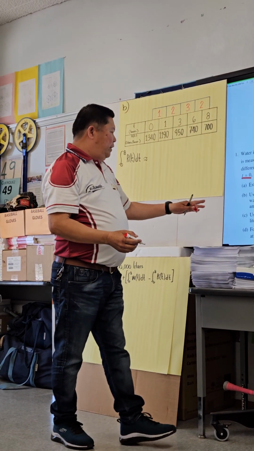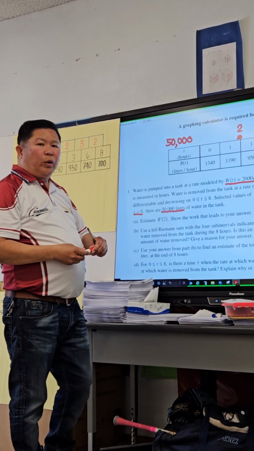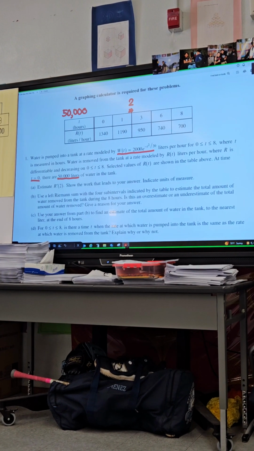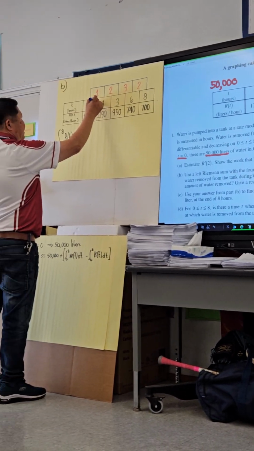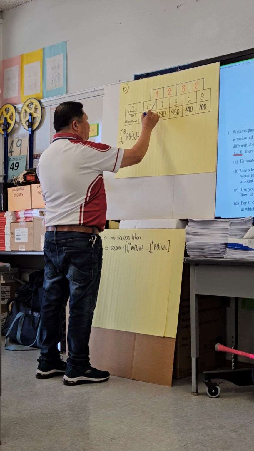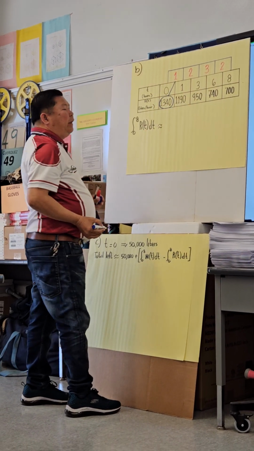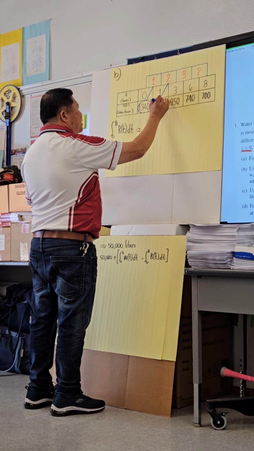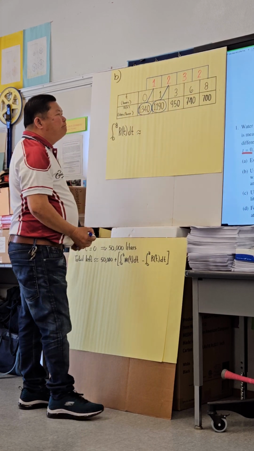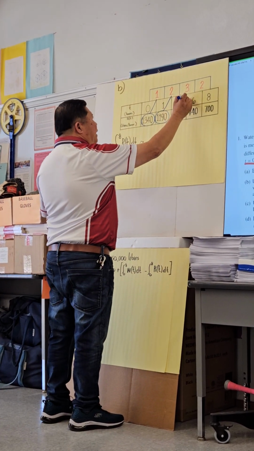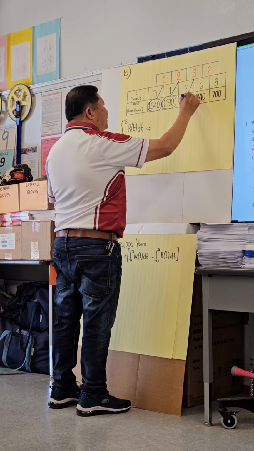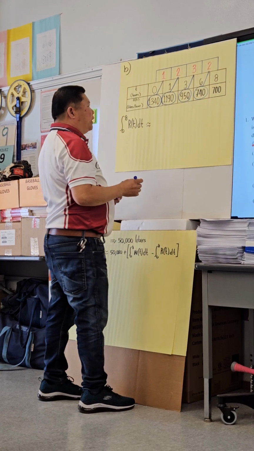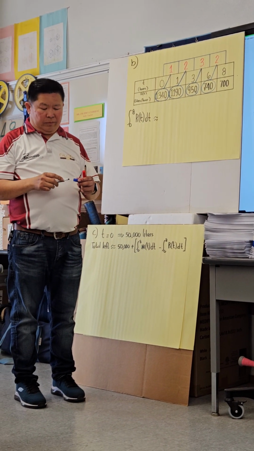And then use left Riemann sum. So what do you mean by left Riemann sum? From the interval going to the left. So this is the direction, guys. And next, 2 times this one, and then 3 times 950, and the last is 2 times 740. This is left Riemann sum.